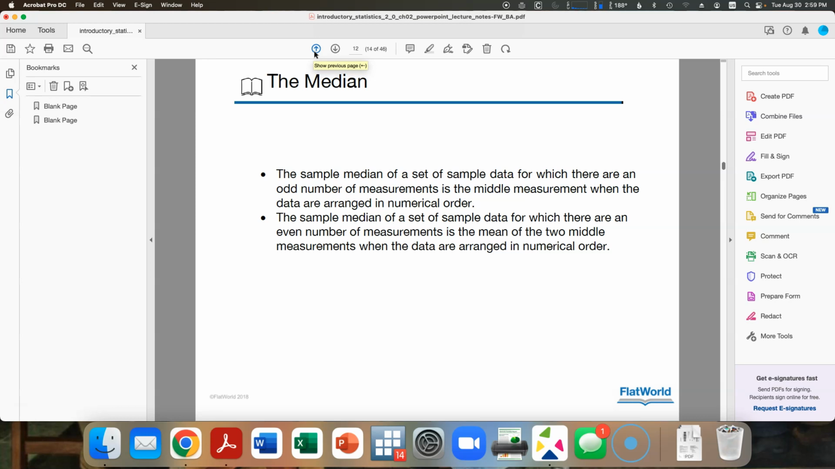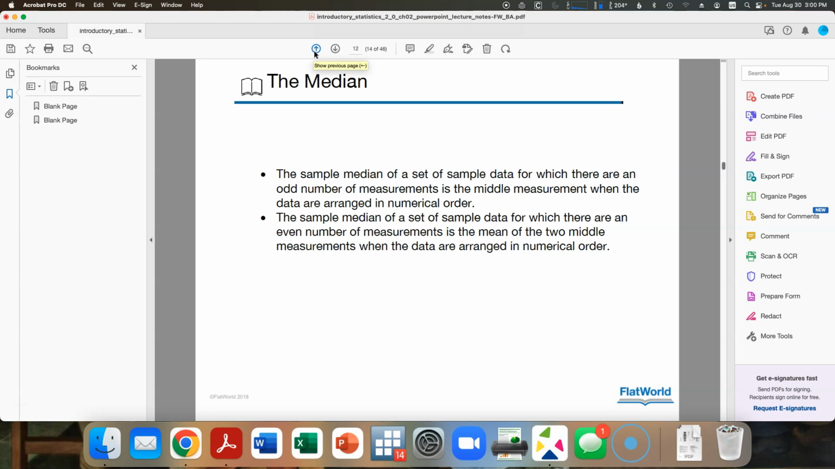So we would basically rank order all of the observations. Let's say that we had 11 observations. And so then with those 11 observations, the median would be the 6th observation, because at the 6th observation, you have 5 measurements below it and 5 measurements above it.